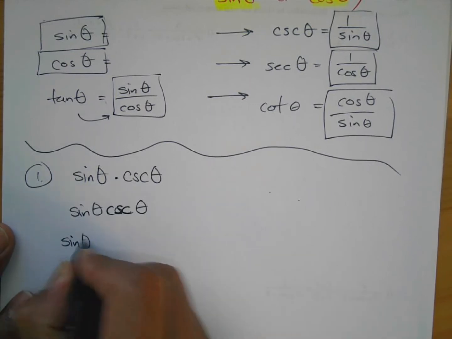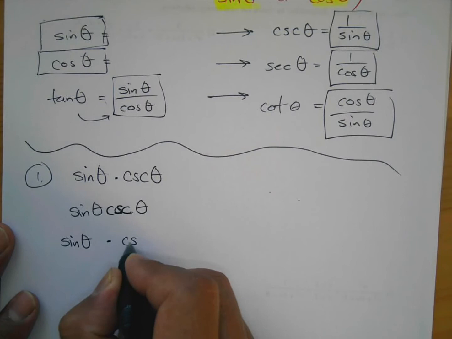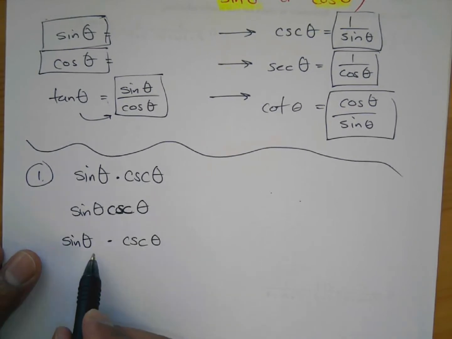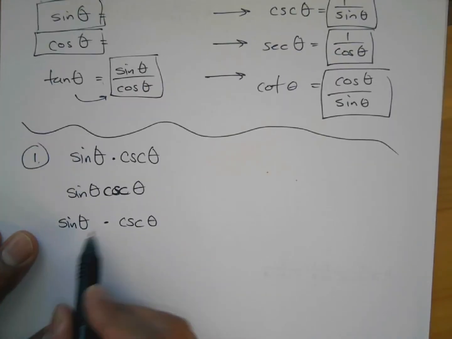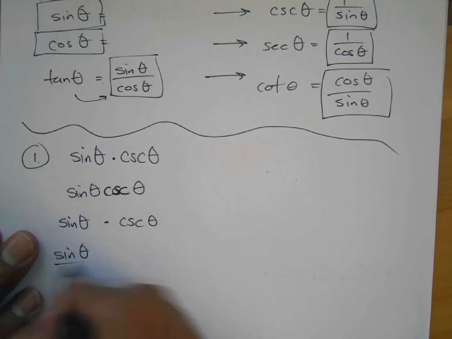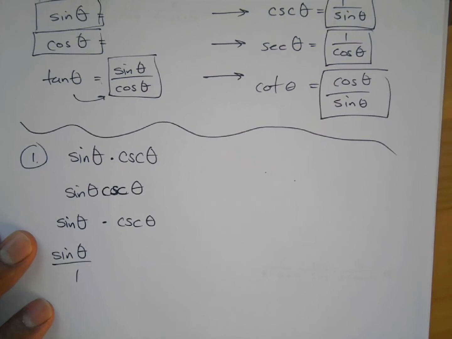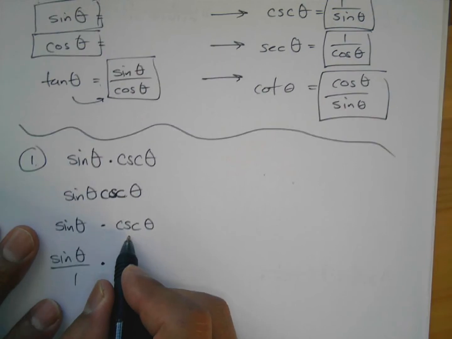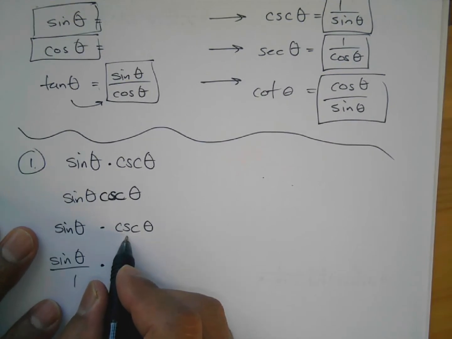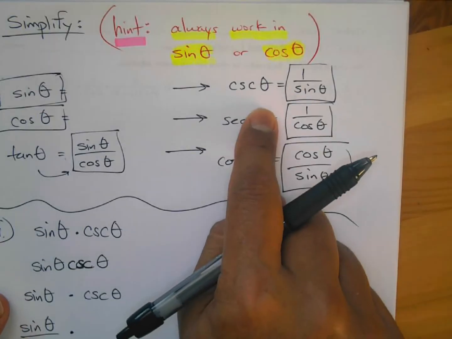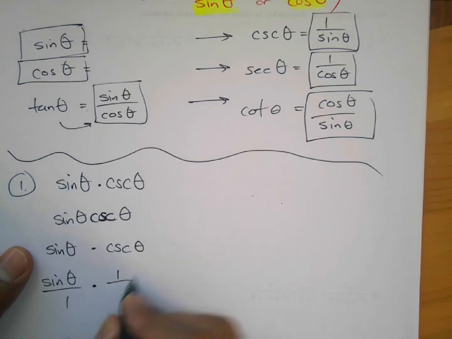So I know this is sine times cosecant. I'm going to leave a little space just to see them separate. Is this a sine or a cosine already? Yes. So this is going to be sine over 1. Remember, if it's already a sine, leave it in sine. And cosecant, what can I change cosecant to so that it has a sine or a cosine? Well, I know cosecant is 1 over sine.